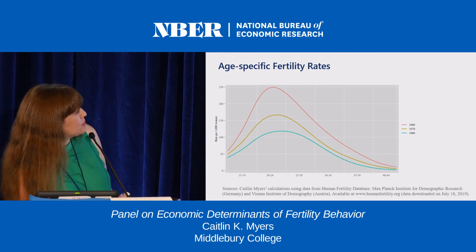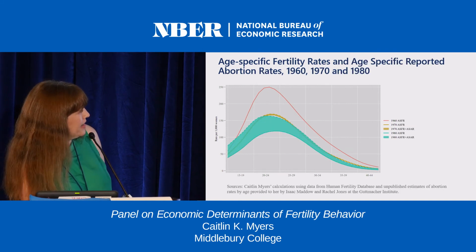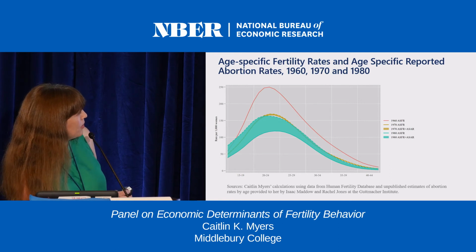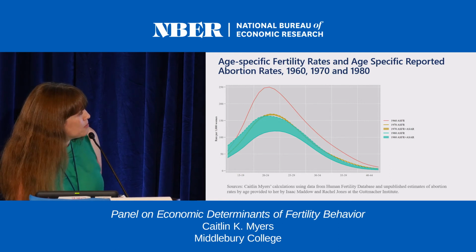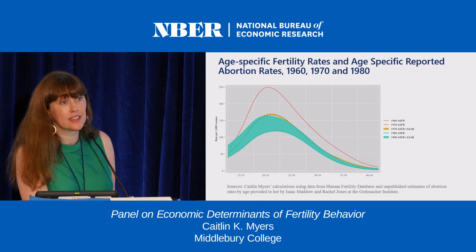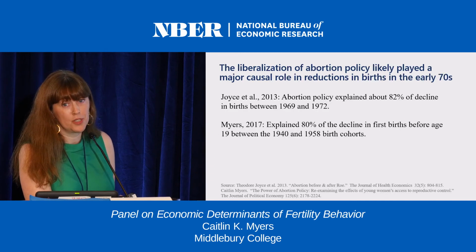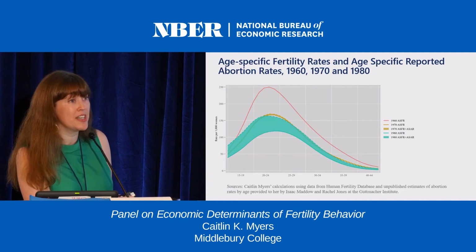Similarly, this is the age-specific fertility rates for 1960, 1970, and 1980. You see the well-documented decline as women are delaying births. But I go and add abortions to the 1980 fertility rate, and you see that it can easily explain the gap, more than explain the fall between 1970 and 1980. Abortion has that potential.